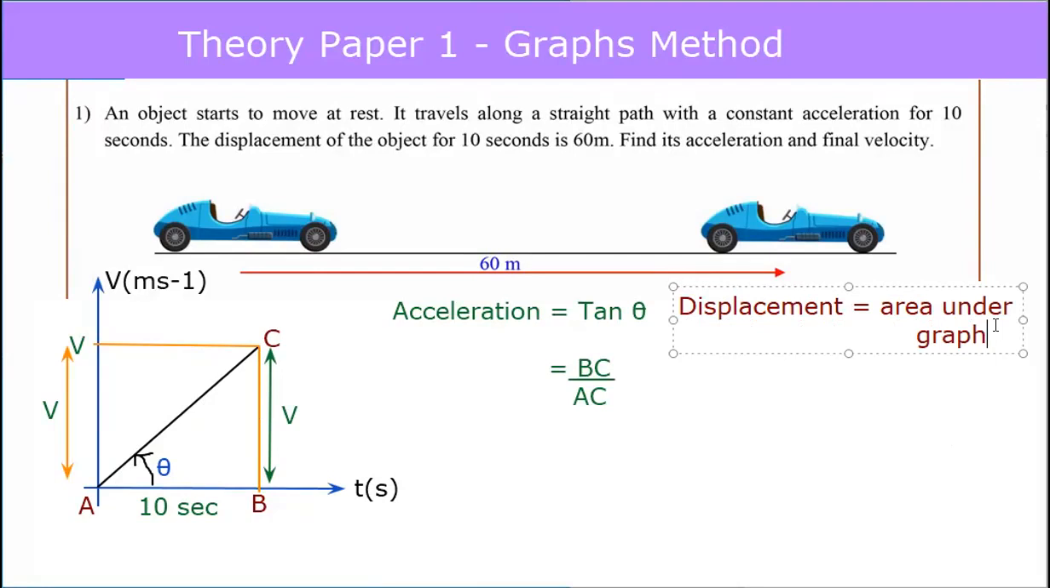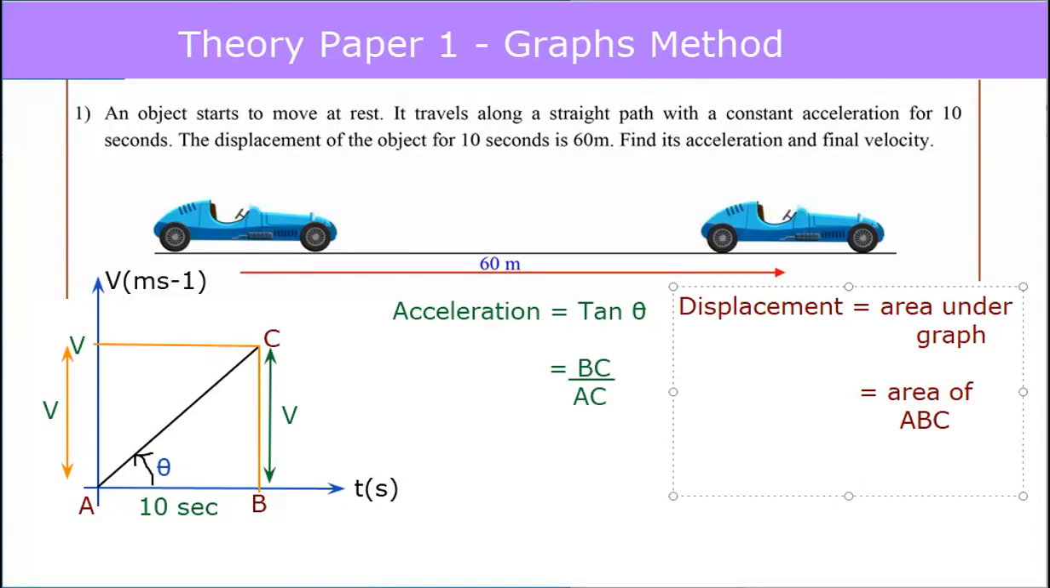Graph is the AC straight line. Area under the graph means area of ABC triangle. Area of ABC triangle. So please start with this. Area of ABC triangle, right? We start with this because they have given us the displacement. If you check, they have given us the displacement.